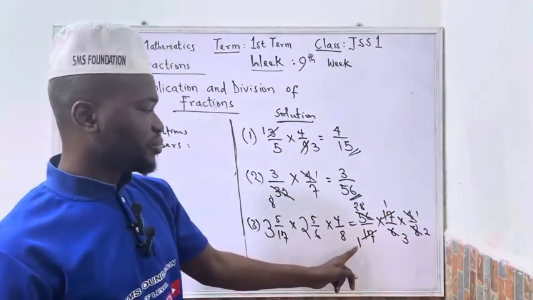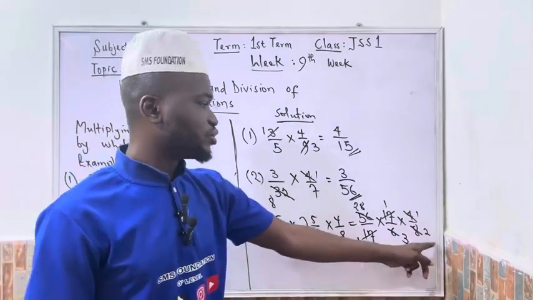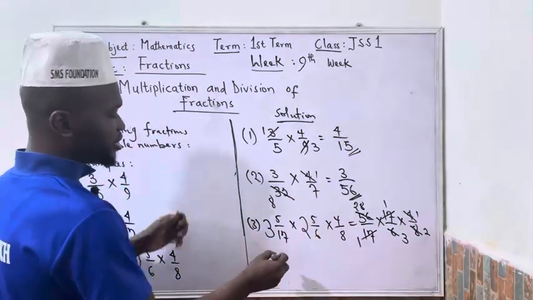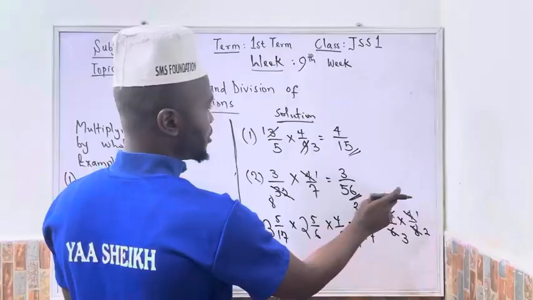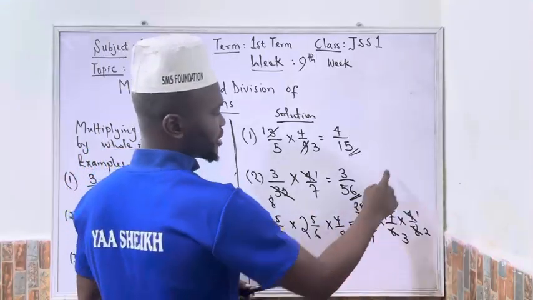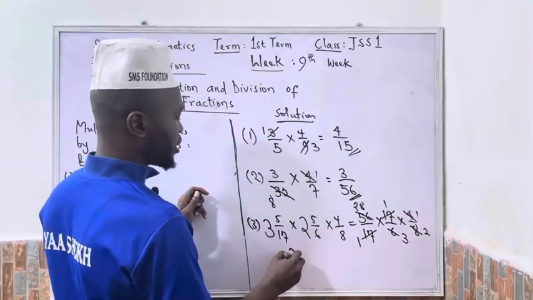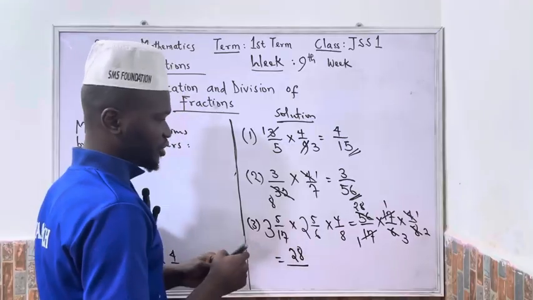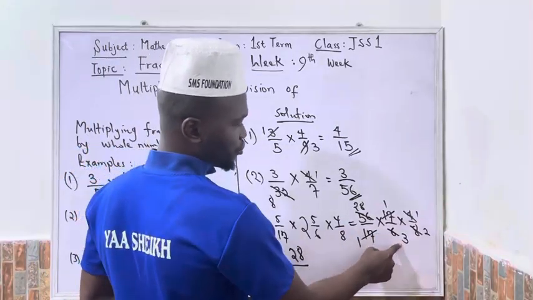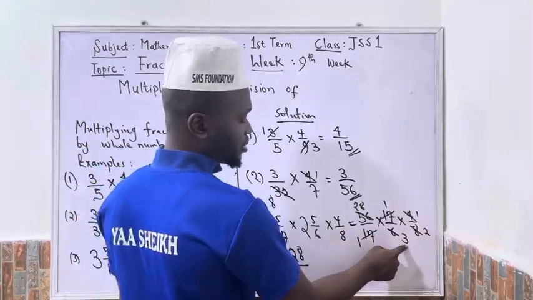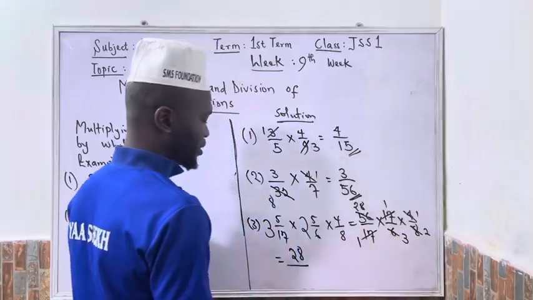But here I have, at the bottom, 1, 3, and 2. So I will multiply the remaining things together. 28 times 1, that's 28. Times another 1, that will give me 28 on top. All divided by 1 times 2 times 3. 1 times 3, that's 3. 3 times 2, that's 6.